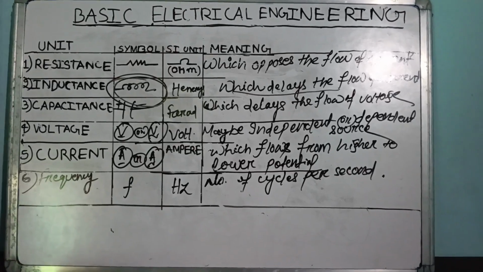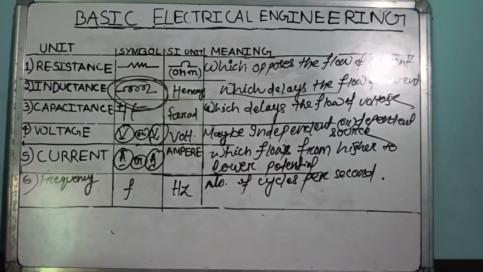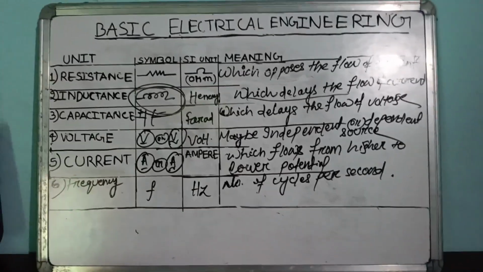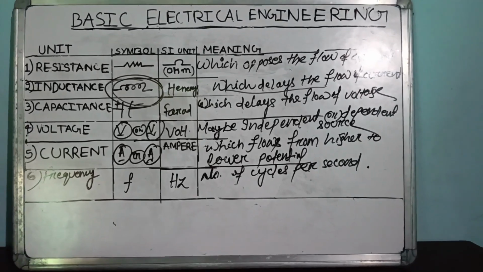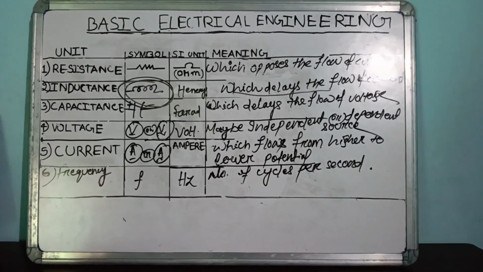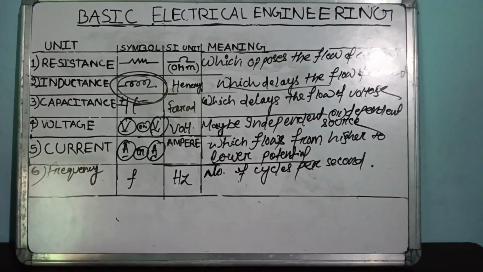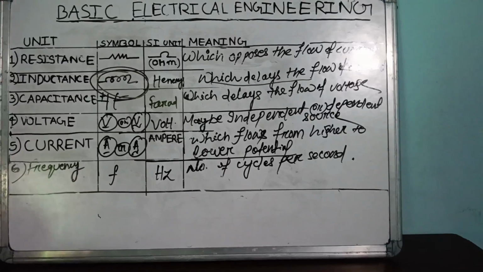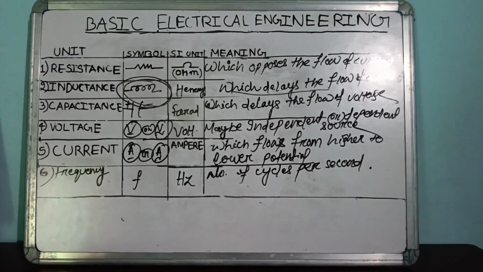Although this is the era of computer engineering, we cannot omit electrical engineering. You should have a basic knowledge of electrical engineering, whether you are in any stream of engineering. So in basic electrical, first comes resistance, inductance, capacitance, voltage, current, frequency. These terms always come in electrical engineering.